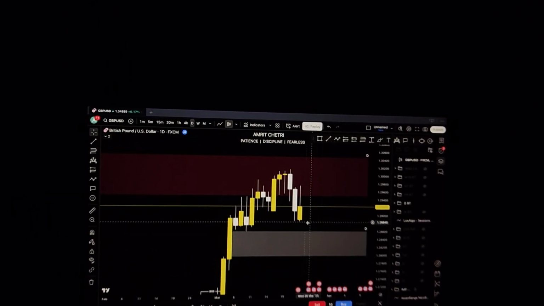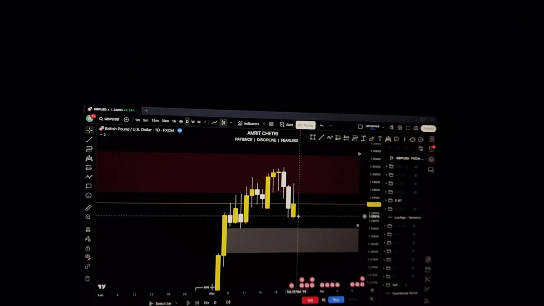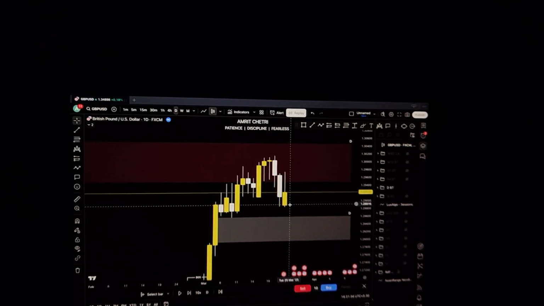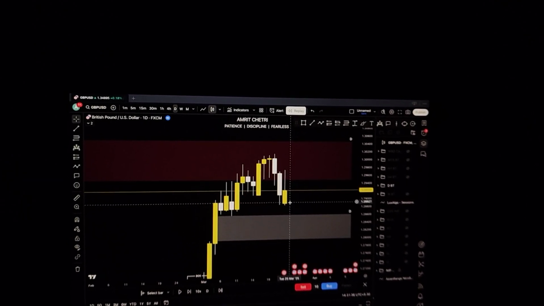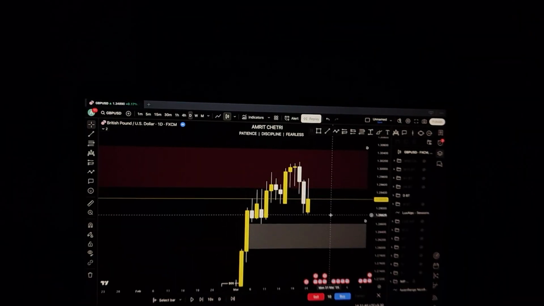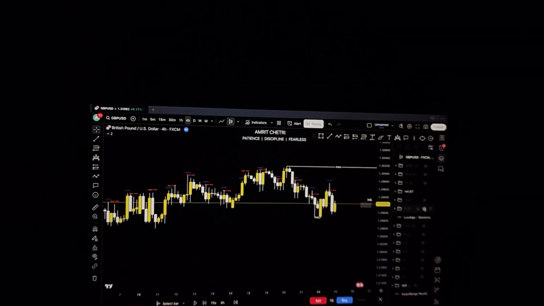So going into Tuesday I was looking for sells again, because until and unless the price shows me that it wants to reject and go in the opposite direction, I am trading with the trend, with the bias. Also there was no news on Tuesday. So let's see, the bias was also clearly bearish.